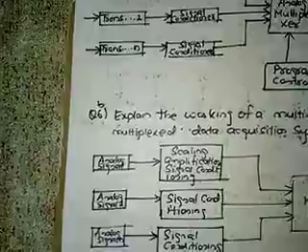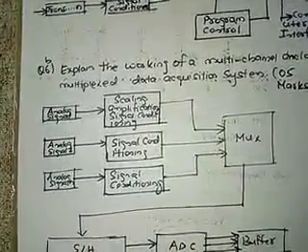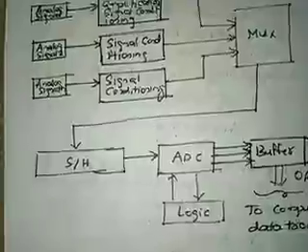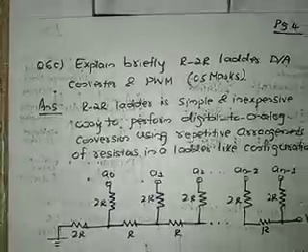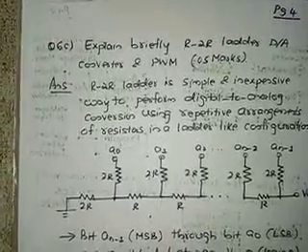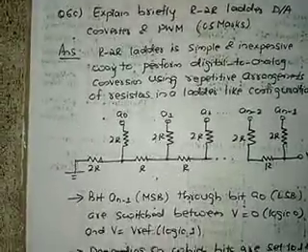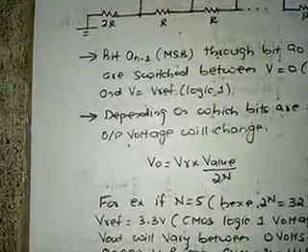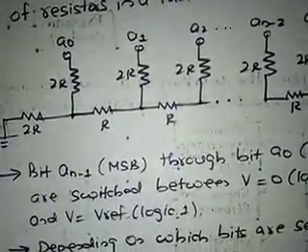Explain the working of the multi-channel analog multiplexed data acquisition system, its block diagram and its working. Then finally R2R ladder DAC, which is one of the data acquisition system components. R2R ladder digital to analog converter and block we have seen here. So this is how we have covered the various topics here.